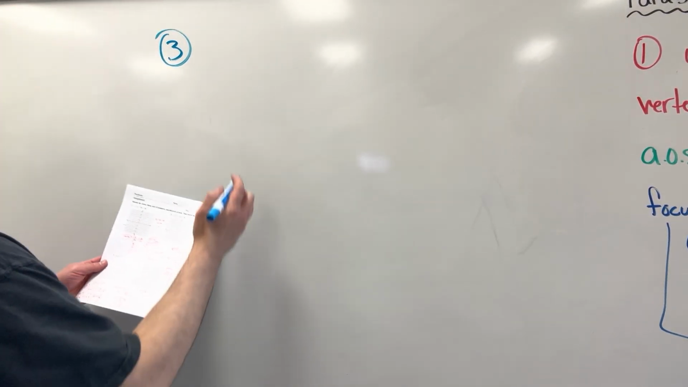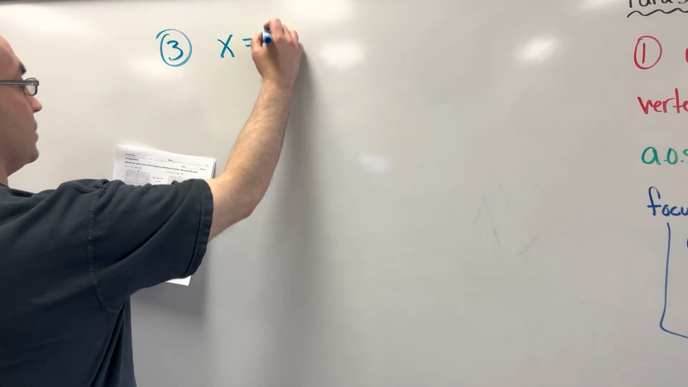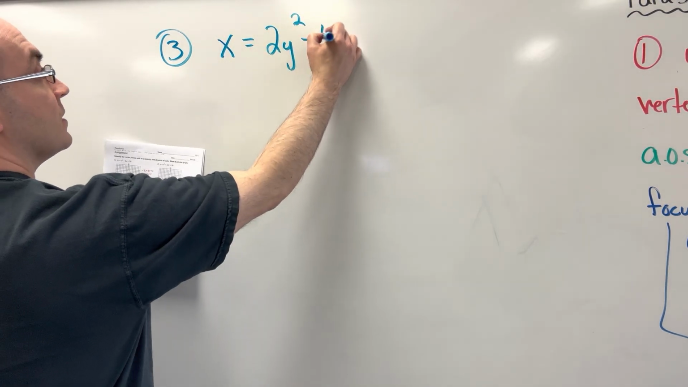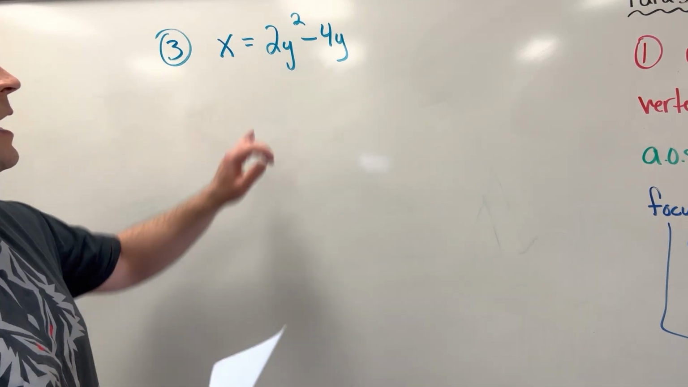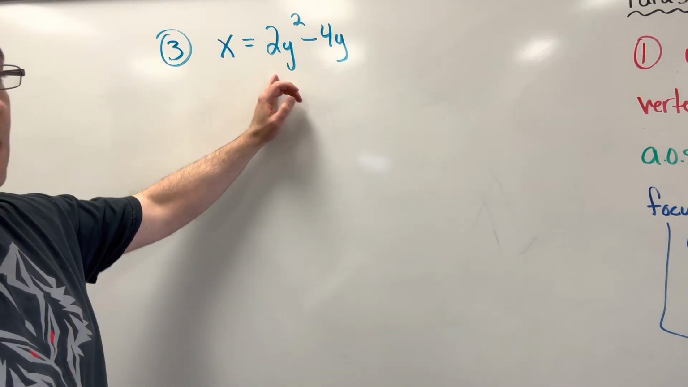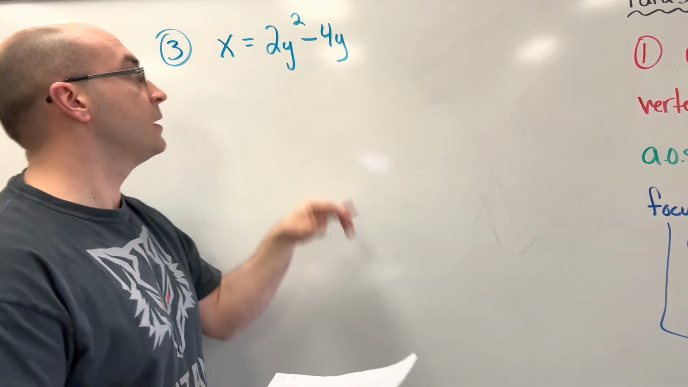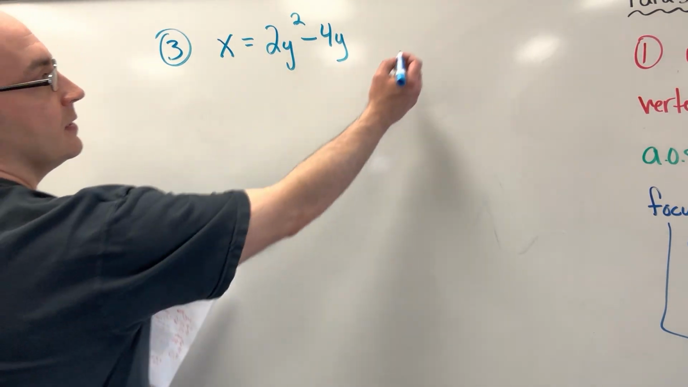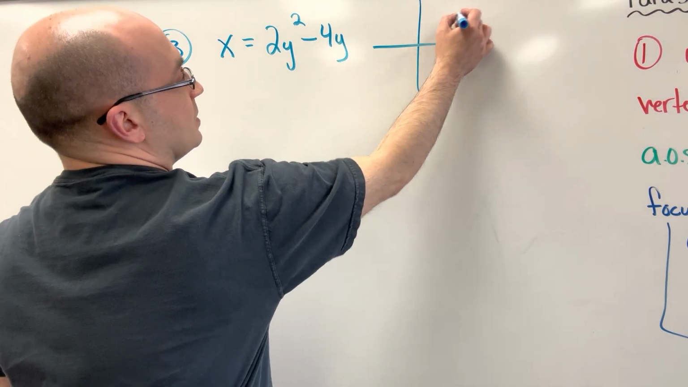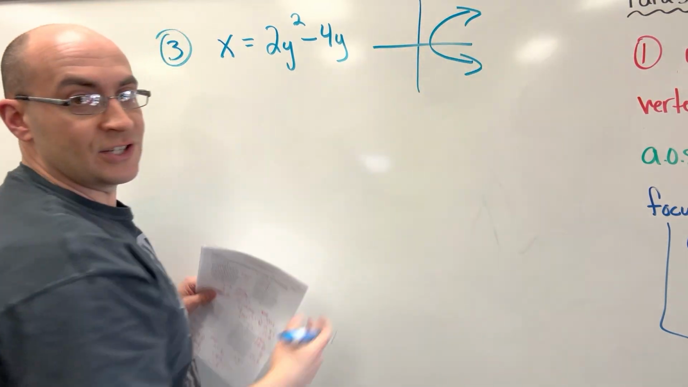Okay. Number 3 is x equals 2y squared minus 4y. Now we're certainly very different here because now we have a y squared, right? And the y squared means automatically that we're going to open up either right or left. It's positive though, right? That's not a negative value, so it is going to open up to the right. So it's going to look like this. And I'm just drawing it, but it doesn't really go there. That's just how it looks.